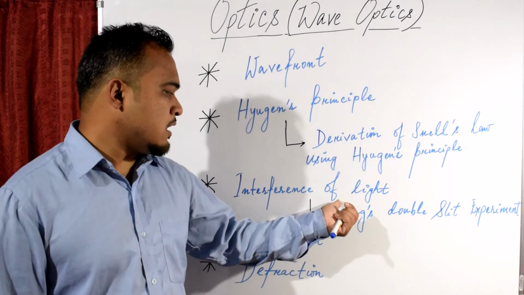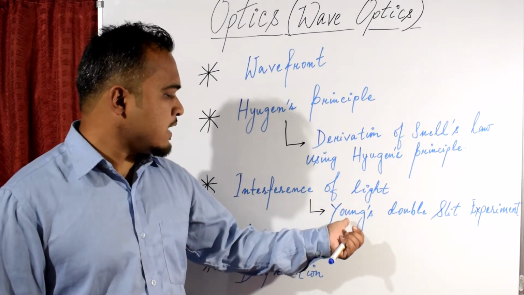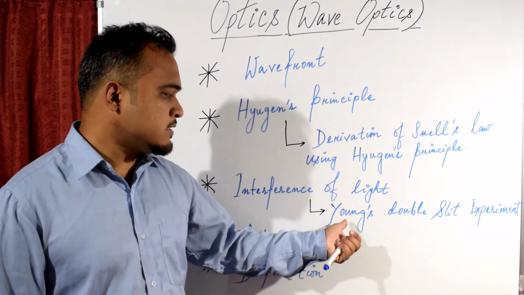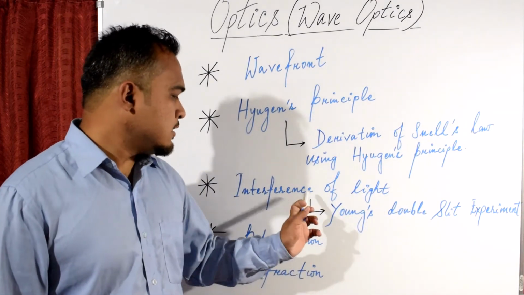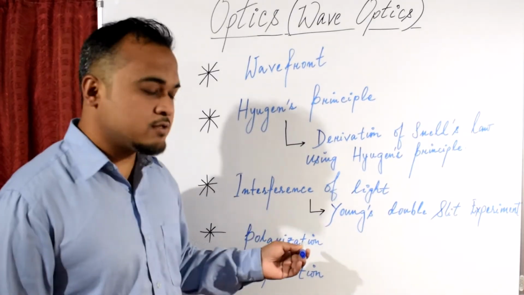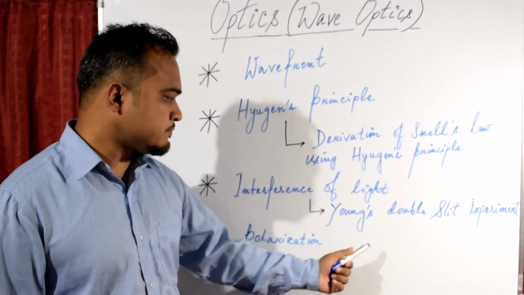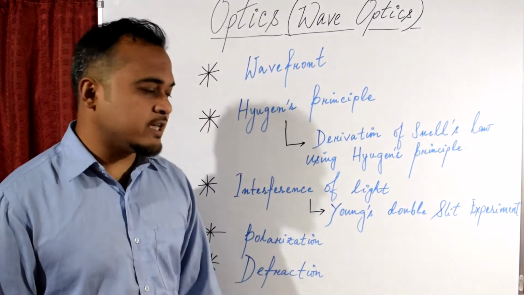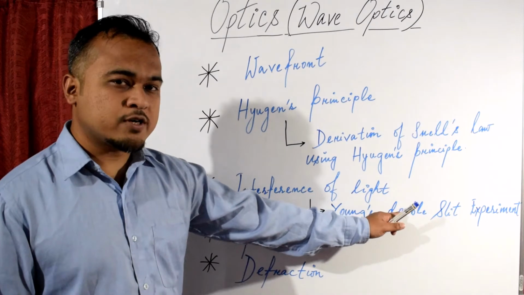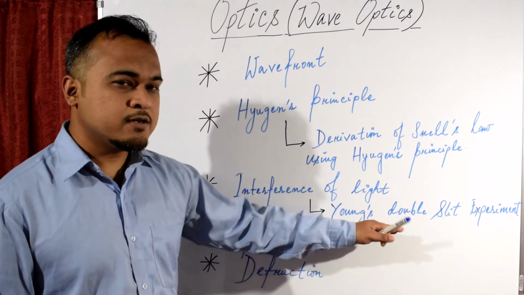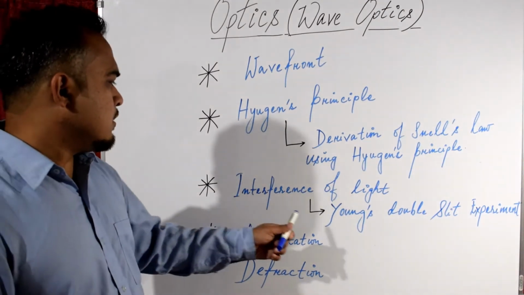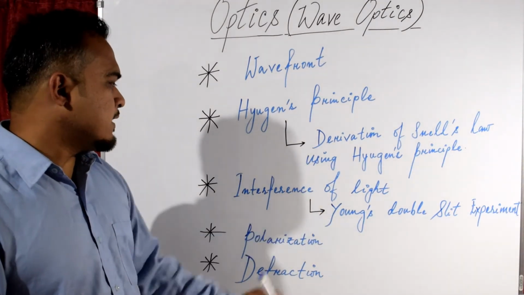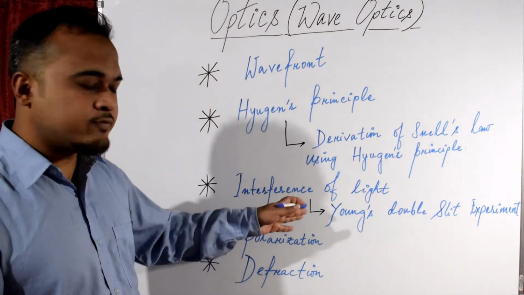The next, under this topic, which is a very important one, is Young's double slit experiment. You'll have to study Young's double slit experiment under this topic, interference, which is a very important topic. Under Young's double slit experiment you will have constructive interference and destructive interference. That is a part of Young's double slit experiment you'll have to see. This comes under interference of light. So before that you'll have to know what is interference of light.